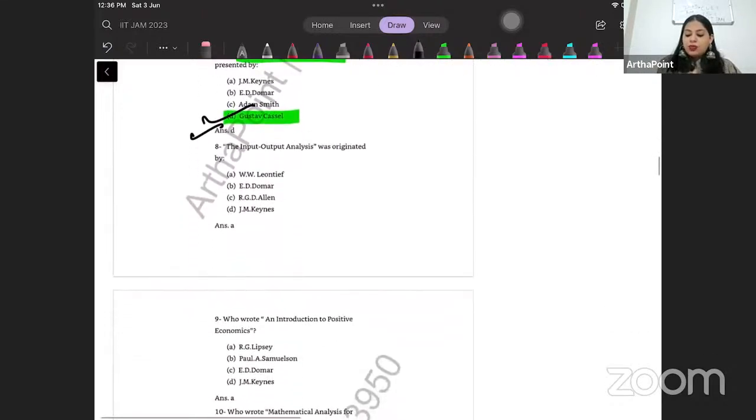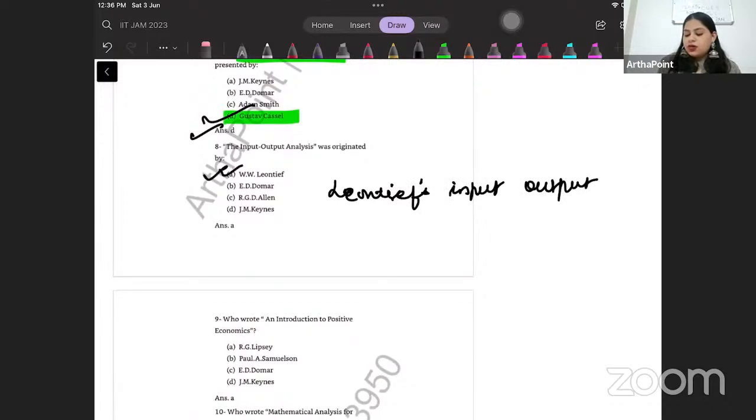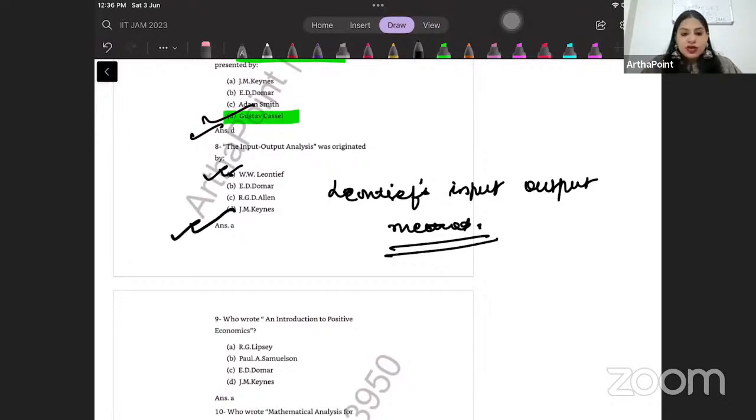Okay, beta, come to the next question. The input-output analysis was given by Leontief. सबने मैथ्स में पढ़ा होगा लियोन्टिव्स इनपुट आउटपुट मेथड, ये सबने पढ़ा मैथ्स में. सो द इनपुट आउटपुट एनालिसिस वाज गिवन बाय लियोन्टिफ. आंसर टू द 8th क्वेश्चन इज ए.